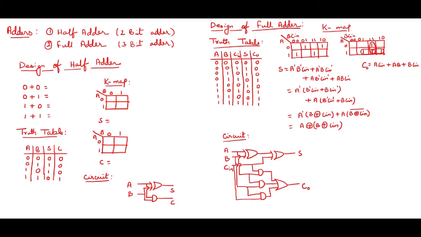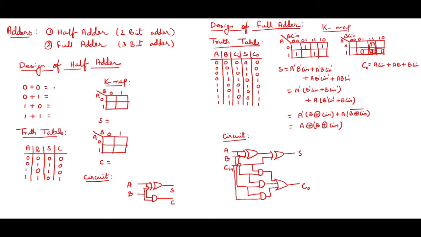Starting with the design of half adder, what I have done is that I have taken all possible combinations of 2 bits, that is 00, 01, 10 and 11, you can see over here. And I have used the logic add, that is OR logic. But here the OR logic is treated as addition.